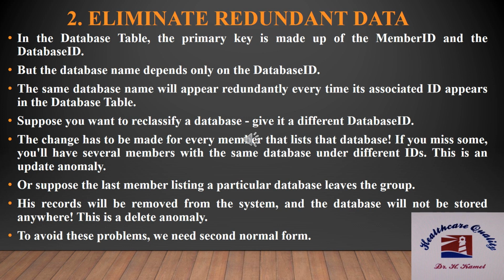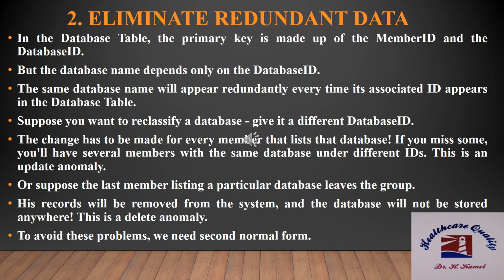The second rule of data normalization is to eliminate redundant data. In the database table, the primary key is made up of the member ID and the database ID, but the database name depends only on the database ID. The same database name will appear redundantly every time its associated ID appears in the database table.